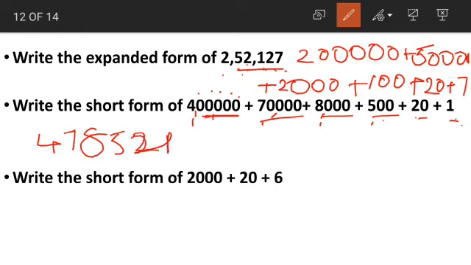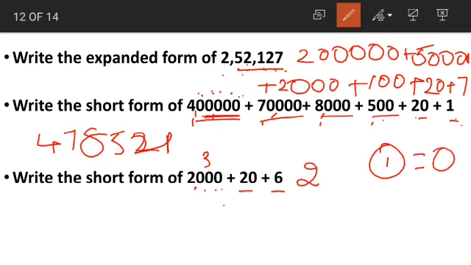Understood, children? This counting the number of zeros after the digit helps us to know whether there are any zeros in the number or not. Write the short form of 2000 plus 20 plus 6. Now look at this number here. We are having 3 zeros after 2, right? But here we are having only 2 numbers. The zeros are 3 but the numbers are 2. It means that one number is missing. One number will have 0 in its place. Now we have to find out which number.